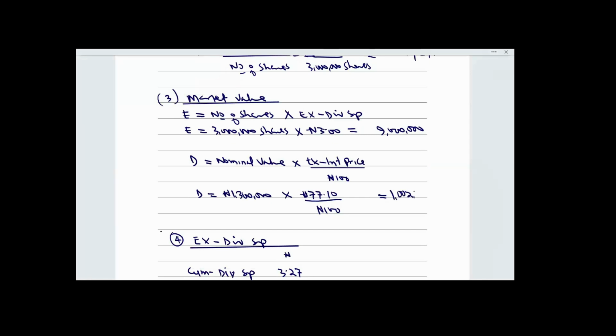1,02,300. So total market value. The total market value will then be, because of space, let me just manage total market value. That is equity plus debt. So this will be equal to 10,02,300 naira. Okay, so that's that.